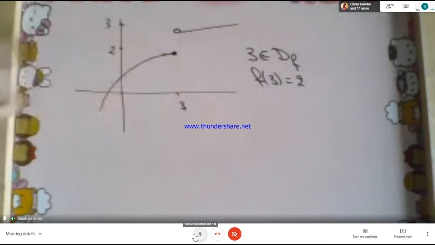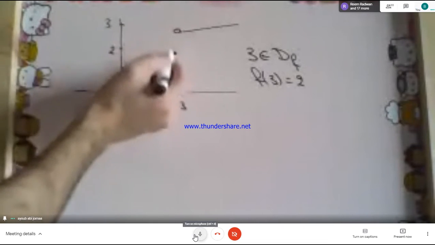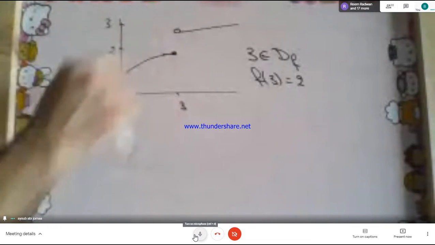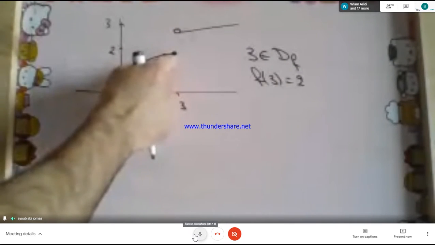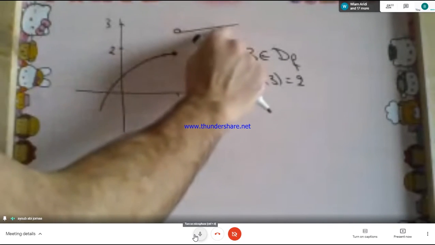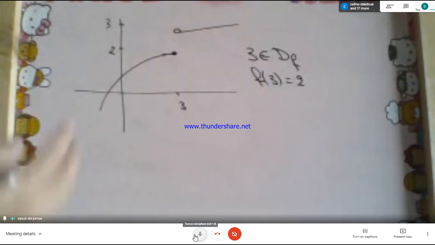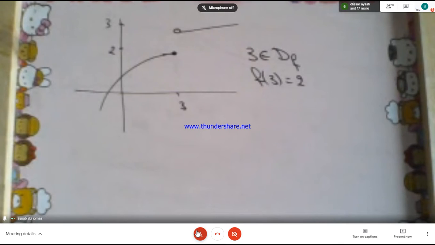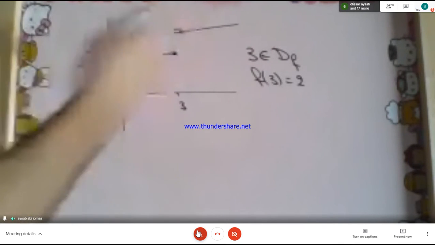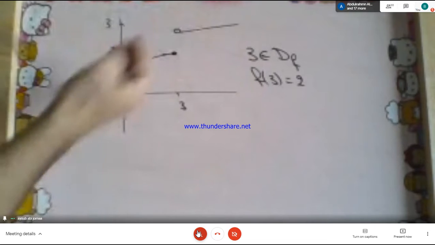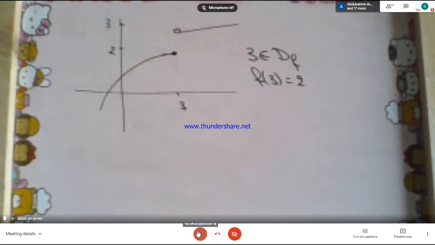But is the function continuous? Graphically, no. It is not continuous. We have a jump. Like here we have a part of the graph, and here we have another part, which are graphically not connected. Vocabulary: not connected, not joined. We have a jump. We have a cut in the graph. Not continuous.